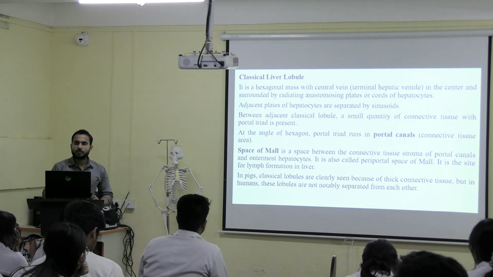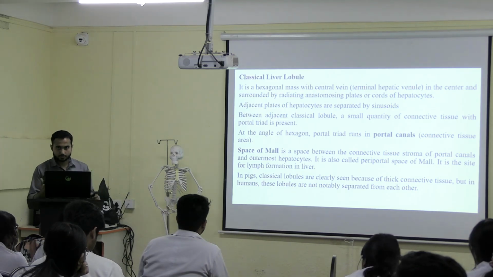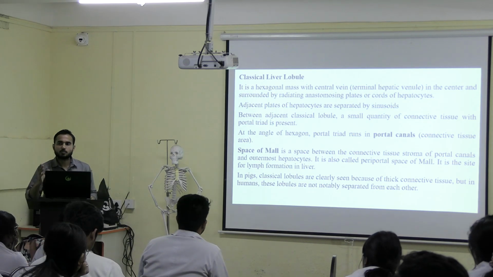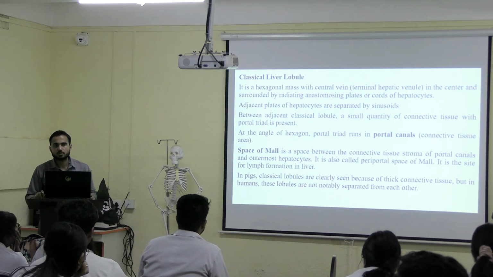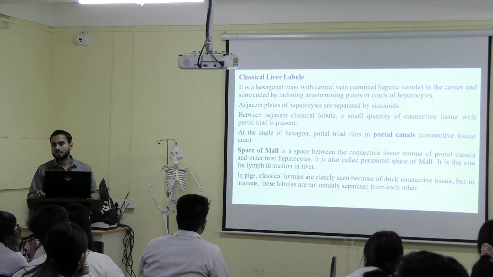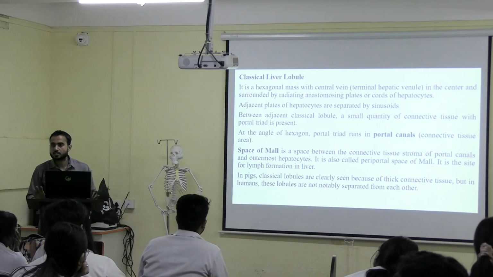Now if you compare, the classical liver lobule, which is hexagonal in shape, in other animals, for example the pig, is clearly seen. Why is it clearly seen? Because the amount of connective tissue is more compared to human beings. So it is difficult to identify the hexagonal classical liver lobule in a histology slide, especially in humans.